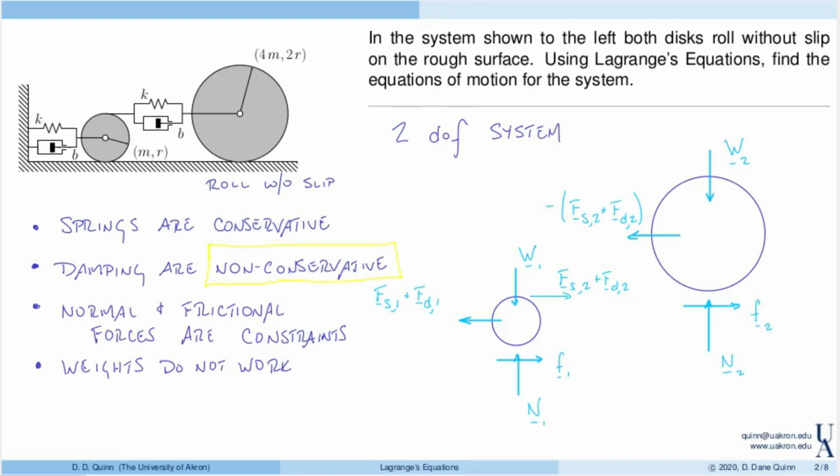So, because of the damping forces, and in particular the damping forces being non-conservative, right, the system as a whole is non-conservative. So again, we will have to go through and calculate the generalized forces that are associated with these damping forces. The spring forces obviously will be included in the potential energy.